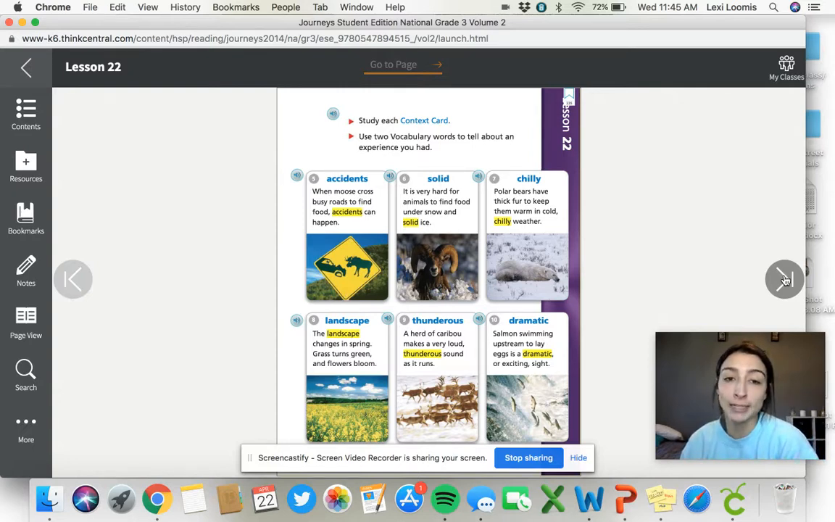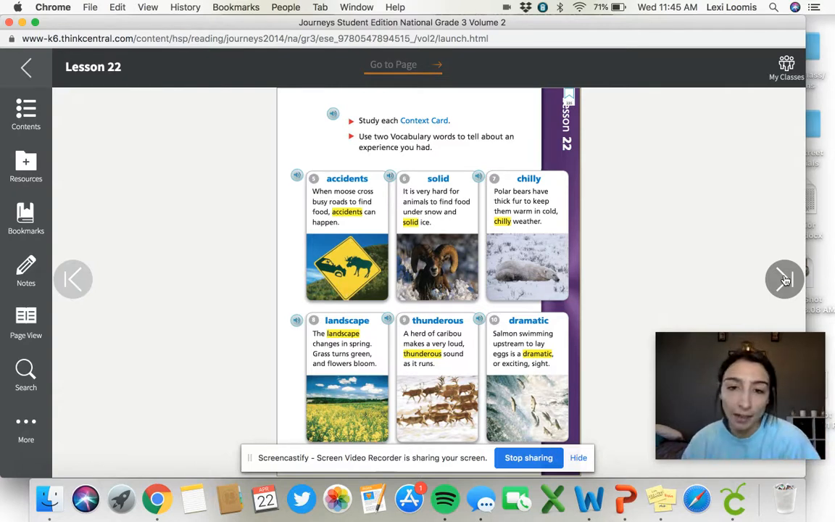Then we have the word landscape. The landscape changes in the spring. Grass turns green and the flowers bloom. So the landscape is kind of the area you're looking at. You can say a picture is a landscape. So anything, if you're looking at an area, the ground, you could say that's the landscape. Thunderous: a herd of caribou make a very loud thunderous sound as it runs. So it's kind of like a rumbling. It's kind of like thunder, that rumbling sound that you hear.